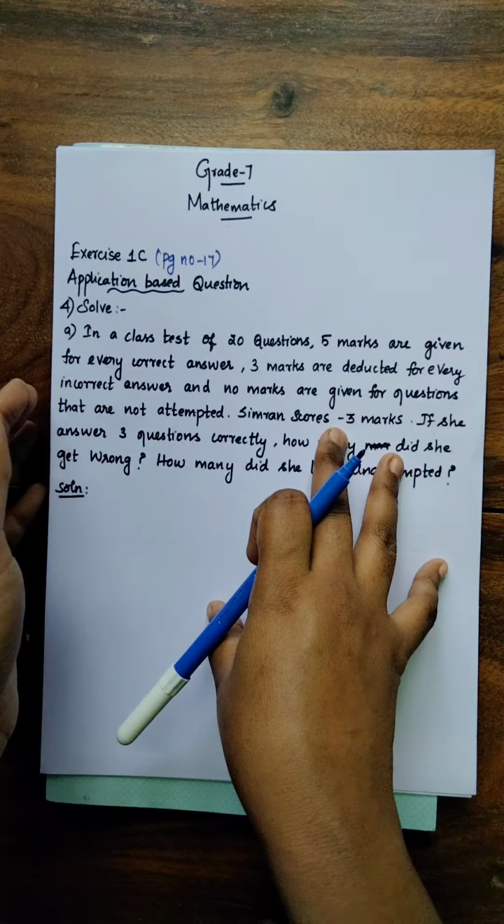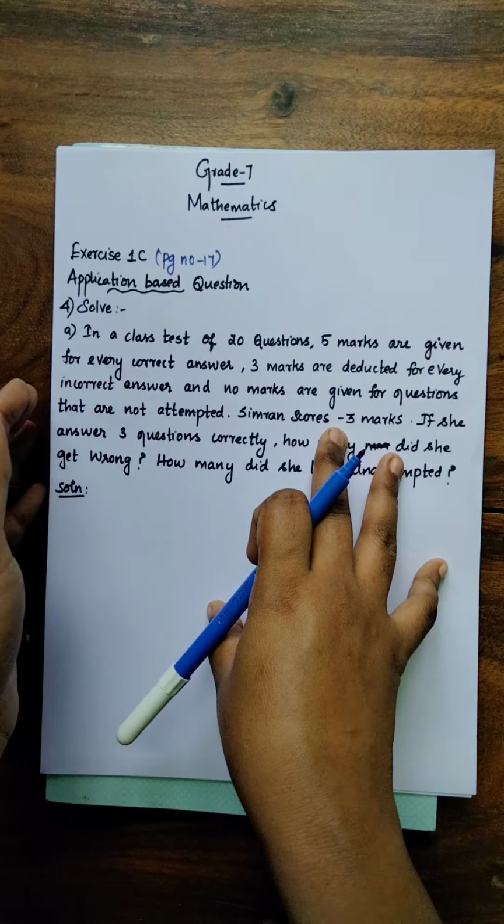I'm reading again. Listen. In a class test of 20 questions, 5 marks are given for every correct answer and 3 marks are deducted for every incorrect answer, and no marks are given for questions that are not attempted. Simran scores minus 3 marks if she answered 3 questions correctly. How many did she get wrong and how many did she leave unattempted? Okay, this is the question.